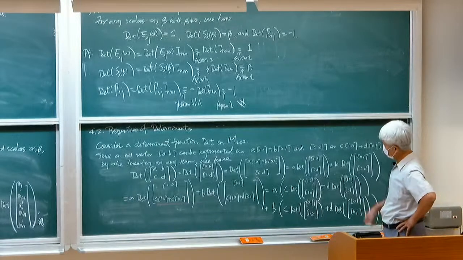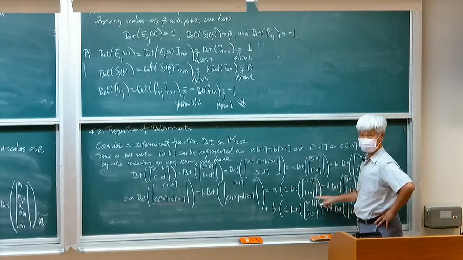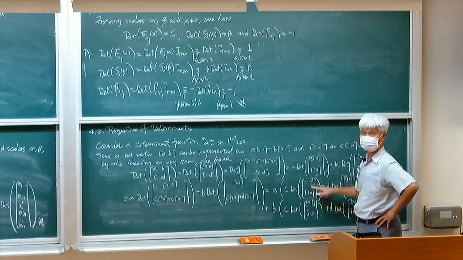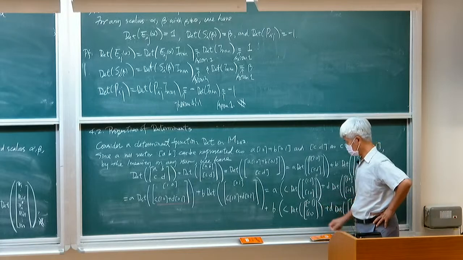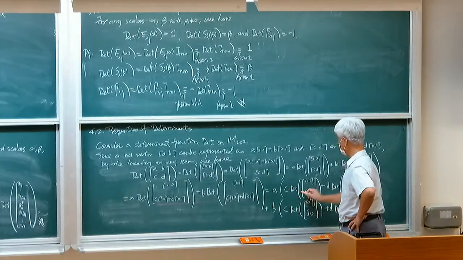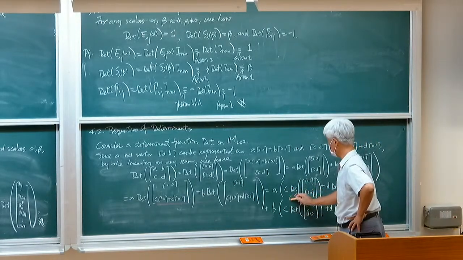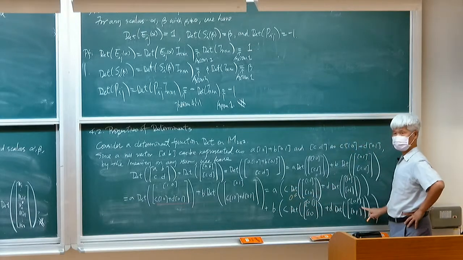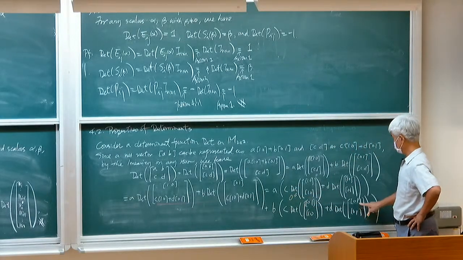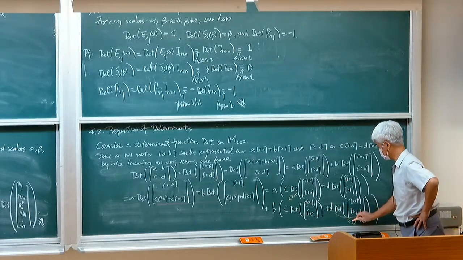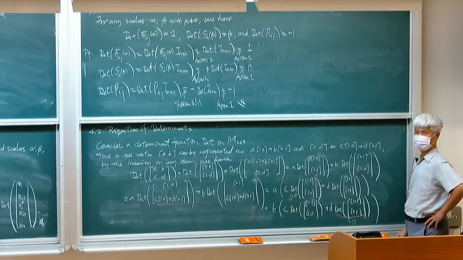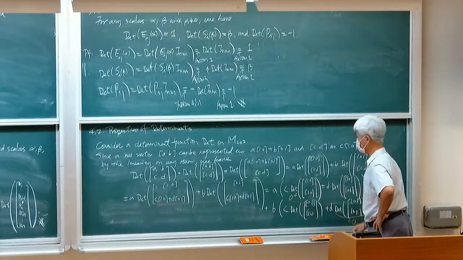Now, the determinant of this matrix has 2 identical rows, (1, 0) and (1, 0). So the determinant value vanishes. So this is equal to 0. The same as this one, (0, 1) and (0, 1): the determinant is equal to 0. Okay, so we have only 2 terms left.